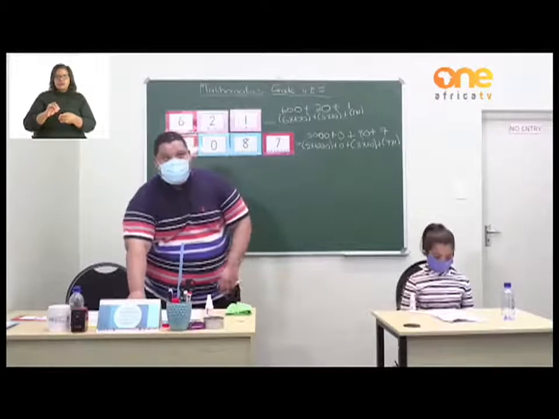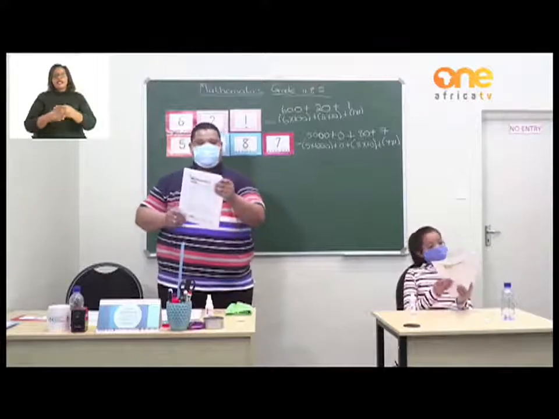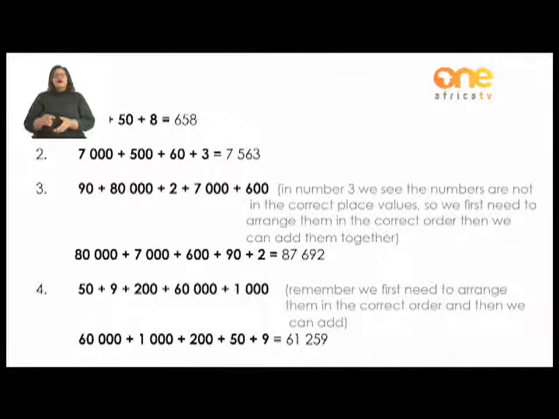Now let's go into our books on page 23. Here we've got a few examples. Now we see here they already gave us the expanded notation part. Here they already broke up the numbers: 600 plus 50 plus 8. Now they just want it as one number. So what I do is I add 600 plus 50 plus 8, and that is equal to 658.